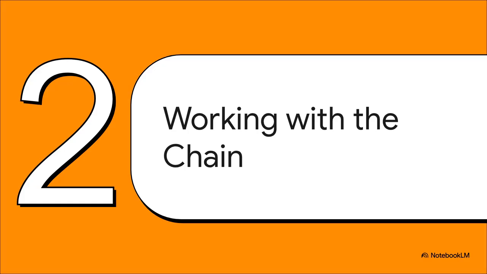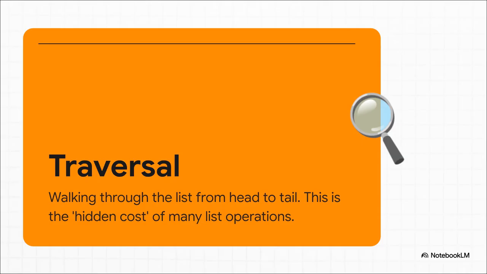Okay, so we've got our chain built. Awesome. Now what? Let's get into how we can actually use it. This is where we get into the nitty-gritty of how these things work. So the most basic thing you can do is called traversal. It's a fancy word for a simple idea, just walking through the list. You start at the head, and you follow each next pointer until you hit the end. And you got to remember this, because traversal is what I like to call the hidden cost of linked lists. Why? Because to do almost anything, find an item, add something new, even just count how many items there are, you have to walk the list first.